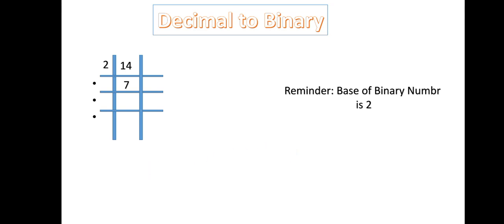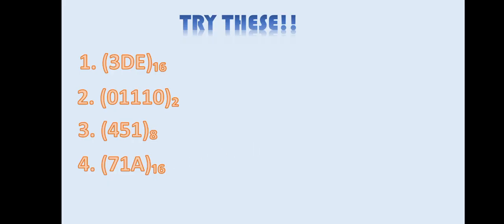2 sevens are 14, and at the right hand side, we will be writing the remainder, and here the remainder is 0. Next, 2 3s are 6, and the remainder is 1, which we will be writing here. Now, 2 1s are 2, and the remainder will be 1 here, and we are left with the last 1, so we don't have to divide it, we can directly write it there as 1. So here we are done with the conversion.